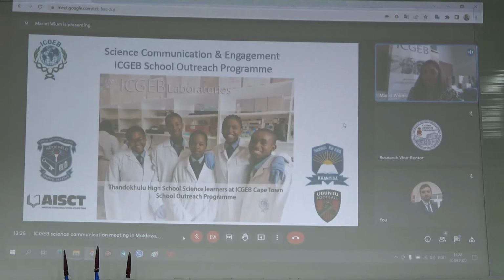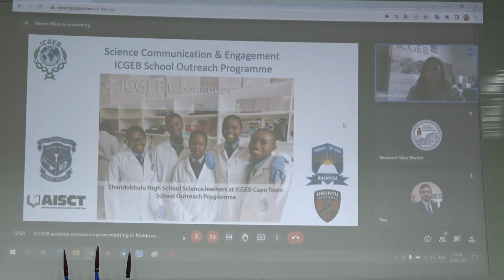The third example of science engagement and science communication that we do here at ICGEB Cape Town is our school outreach program. We started this about 5 years ago. It's now formalized into a part of our calendar here at ICGEB. We host about 4 visits a year. You can see from this slide, these are some learners from Tandokulo High School, a high school here close to the ICGEB. We work with quite a few schools.